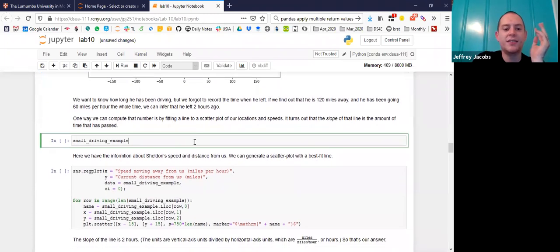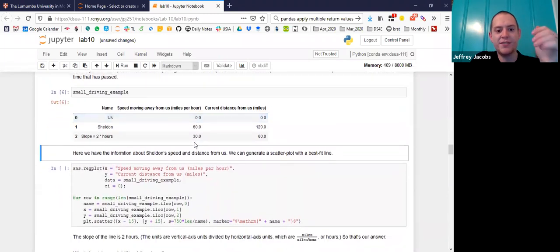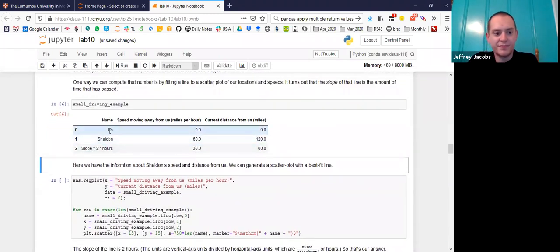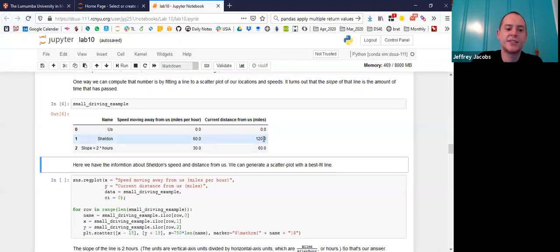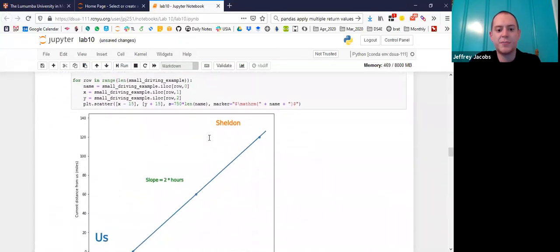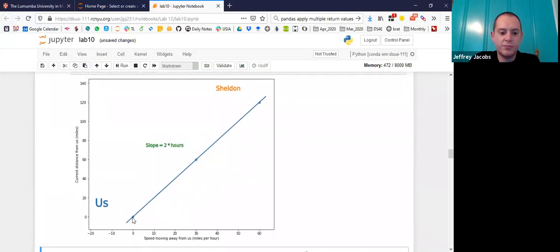And so, one way that we can compute this number is by fitting a line to a scatter plot of our locations and speed. So we have this little example where we have us, right? We are moving away from ourselves at 0 miles per hour because we're not moving at all. Our distance from us is 0 because it's us. And then Sheldon has been moving at 60 miles per hour and is currently 120 miles away from us, right? And so we can make this plot that shows we're here, Sheldon's here, and we draw a line between them. And the slope of that line is the speed.